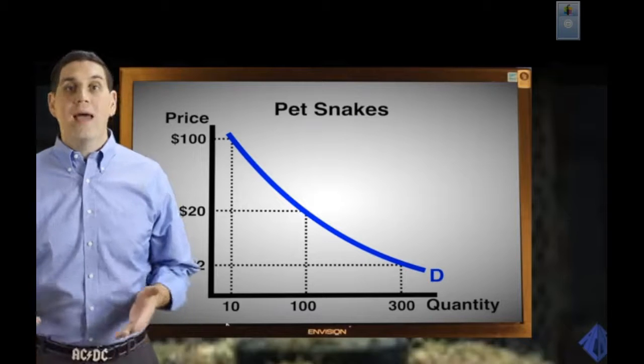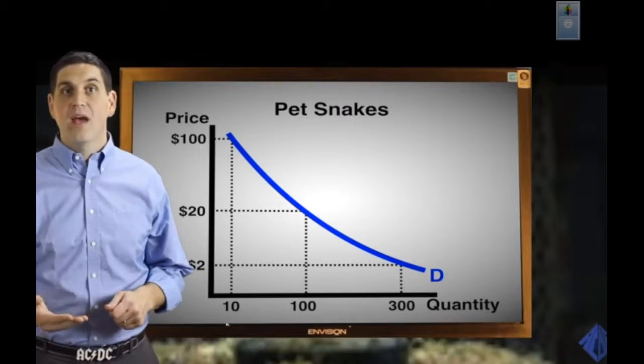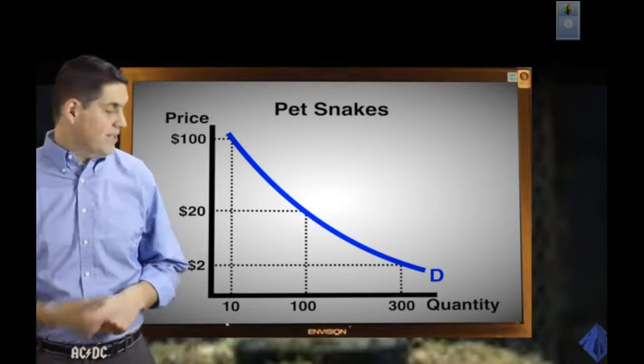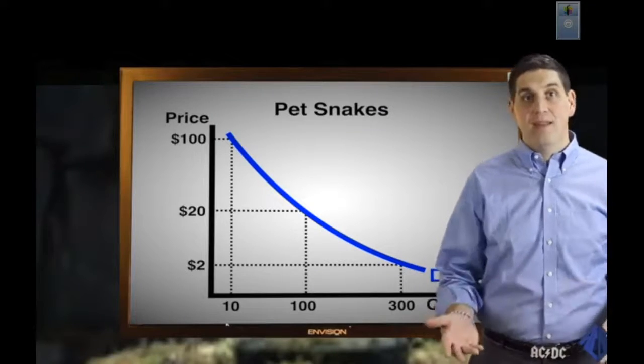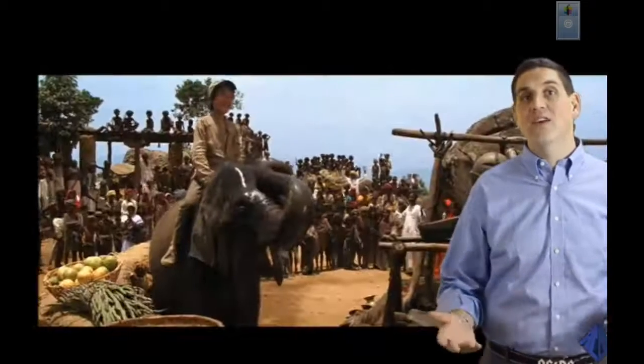When the price is really high, let's say $100 for a pet snake, people don't want to buy very many snakes. In this case, only 10 would be purchased. After all, there's a bunch of substitute pets you could buy instead. You could buy a pet tarantula, a pet elephant, or a pet camel.